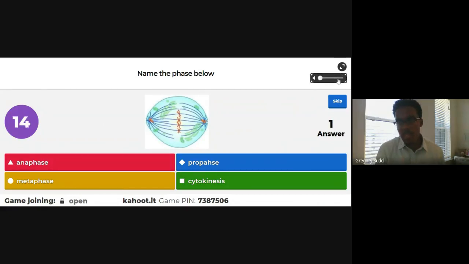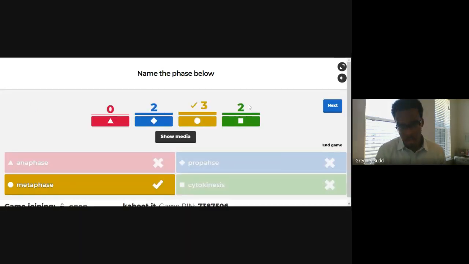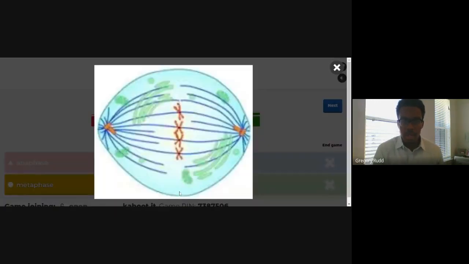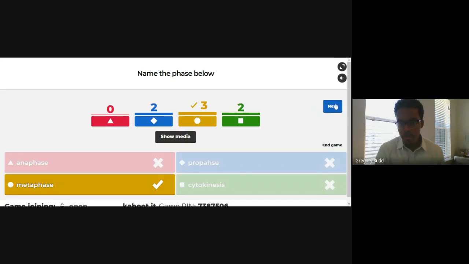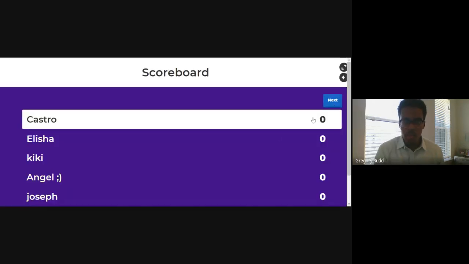Name this phase. Good. All right. So again, the giveaway is that the chromosomes are lined up in the middle. Meta means middle. Metaphase represents chromosomes lining up in the middle. Good job.